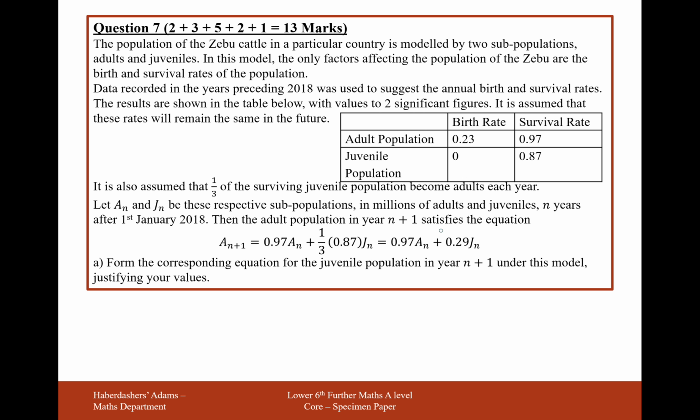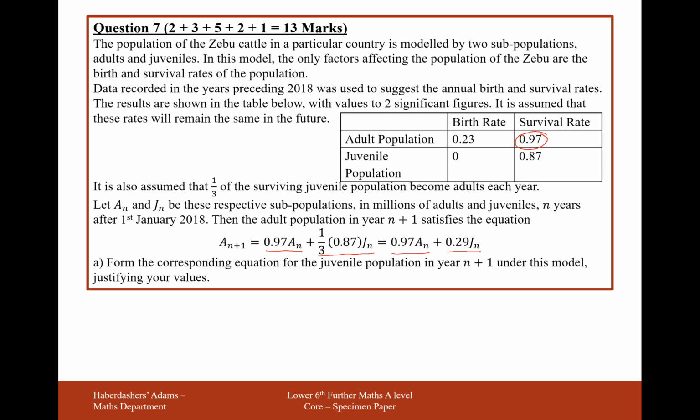The population of the adult population in year n plus 1 satisfies the equation An plus 1 equals 0.97 An, so that's the survival rate of the adults, so 97% of the previous year's adults survive, and we add that onto a third of the surviving juvenile population from the previous year, so 87% of them will survive, and then a third of them will become adults in the next year. So that's how this formula is created. And when you simplify this, you'll get 0.97 An from the first bit, and then a third of 0.87 is 0.29.